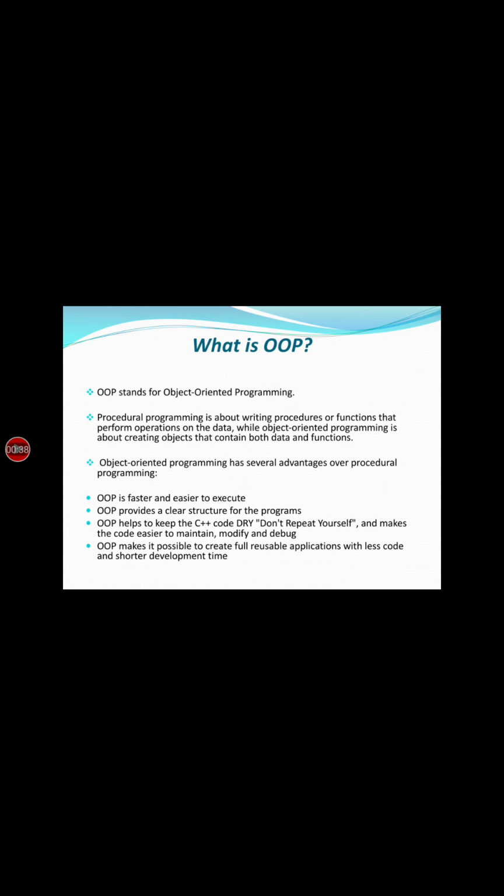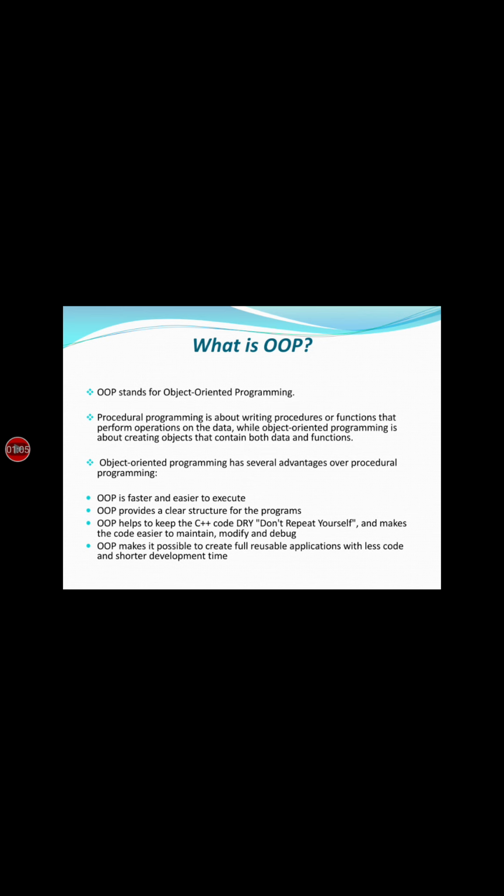Next point, procedural programming is about writing procedures or functions that perform operations on the data, while object-oriented programming is about creating objects that contain both data and functions. It means in OOP, we have to create objects which contain both data and functions. Next point, object-oriented programming has several advantages over procedural programming.